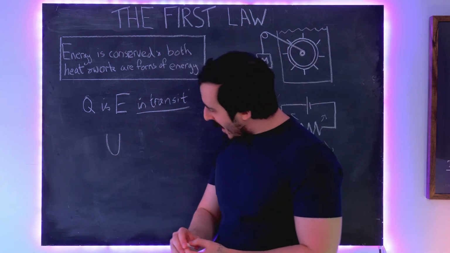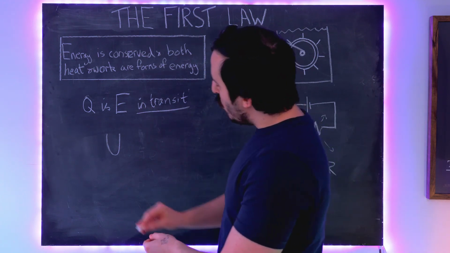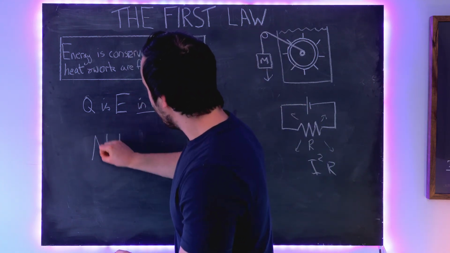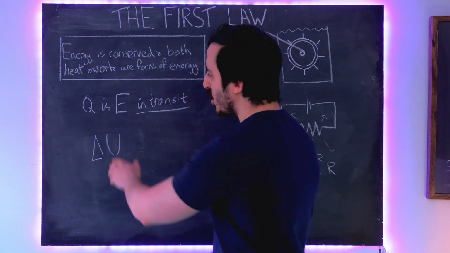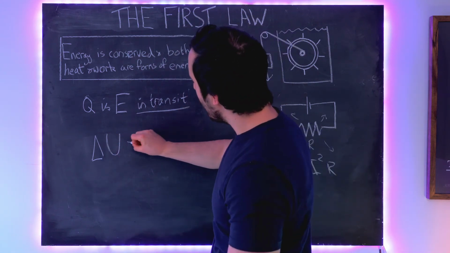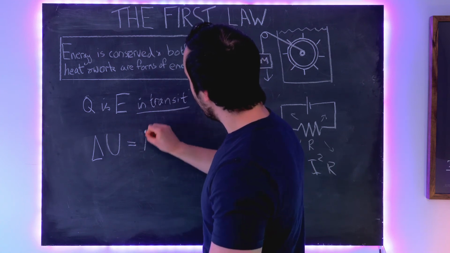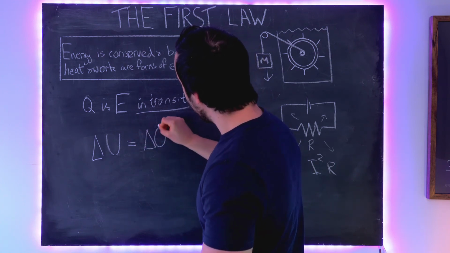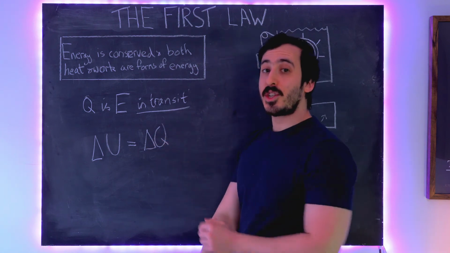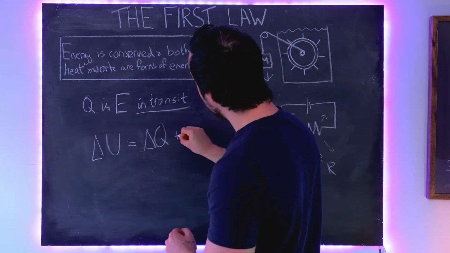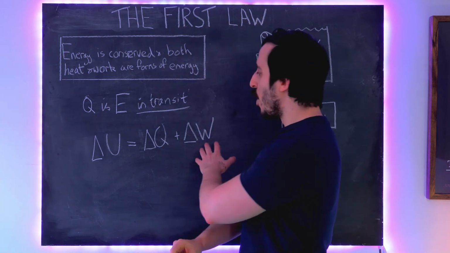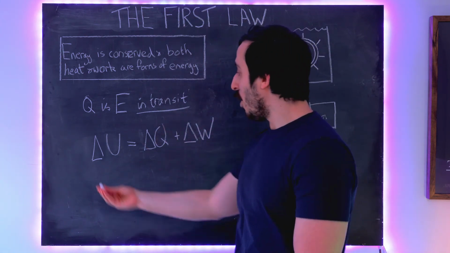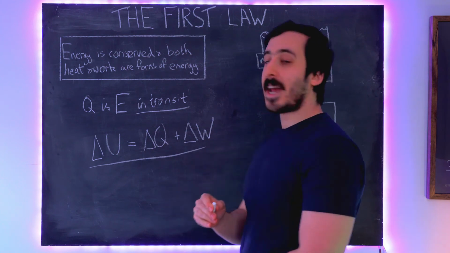And what we can say is that the change in internal energy, which we write as delta U, delta just means the change of, so the change in internal energy is equal to delta Q, which is the heat supplied to the system, plus delta W, which is the work done on the system. And you'll often see the first law written out like this.